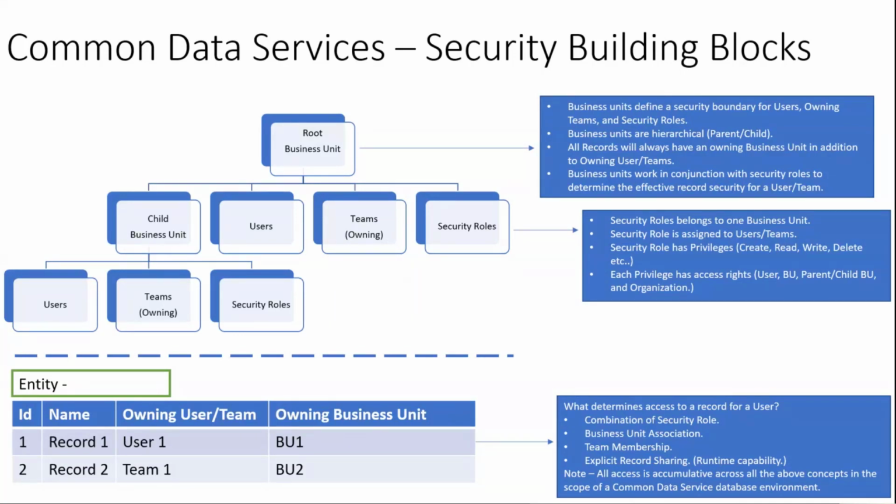And then what determines the access to a record for a user, right? So it's a combination of security roles, which are cumulative, and the business units they're associated with. So depending on where the team or the user is placed, team memberships, right? What users are part of which teams, and explicit record sharing. So if the record is being shared, it looks through all these layers, and that's what derives the access to a record. So it's pretty intense what it does in the background to get you the records for a given entity that a user has access to.